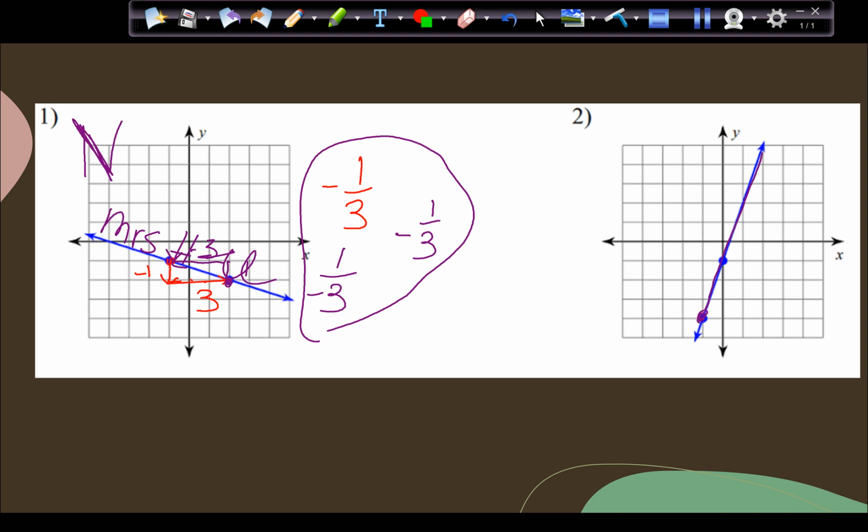So I'm just going to start at the bottom point. I'm going to rise 1, 2, 3, and run 1. So I can write 3 over 1, or that's just a slope of 3.